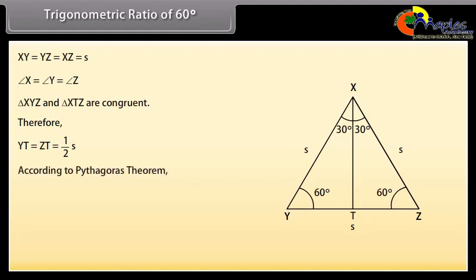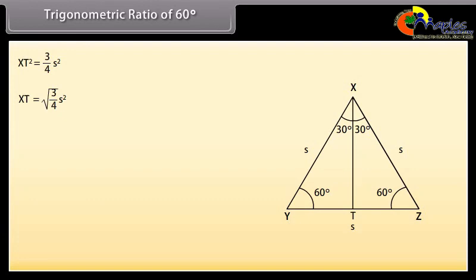According to Pythagoras' theorem, XT square plus YT square is equal to XY square. By substituting the values, we get XT square plus 1 upon 2s whole square is equal to s square. By calculating it, we get XT is equal to square root of 3 upon 4s square, which is square root 3 upon 2s.